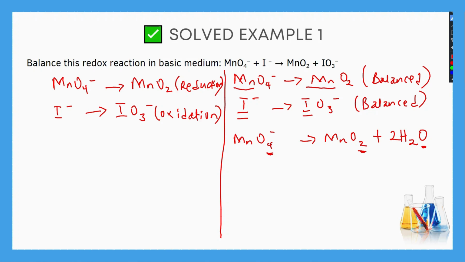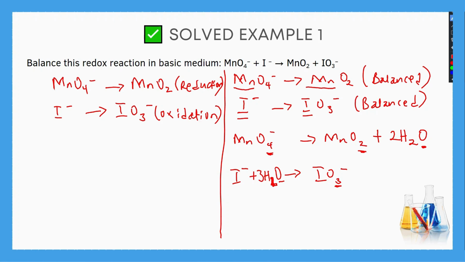For the other equation as well, we have I minus and then IO3 minus on the other side. How many atoms of oxygen do we need to add? Well, here we have 3 atoms of oxygen. So automatically we need to add 3 molecules of water to balance oxygen and make it 3 on both sides. So we've done that now.